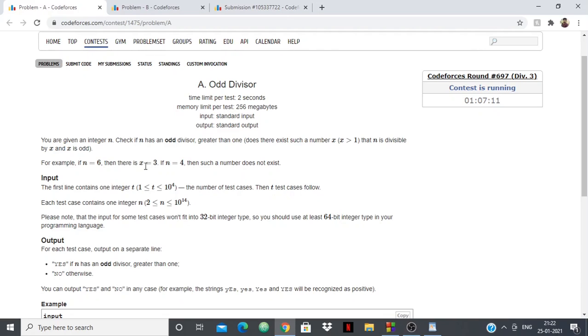Example is given: if n is 6 then 3 divides 6 and 3 is odd, but if n is equal to 4 then there's no such number, right? N goes up to 10 to the power 14, so you cannot run a loop and check for each number because that will surely give you TLE, right? So you have to think of something else than just brute force.